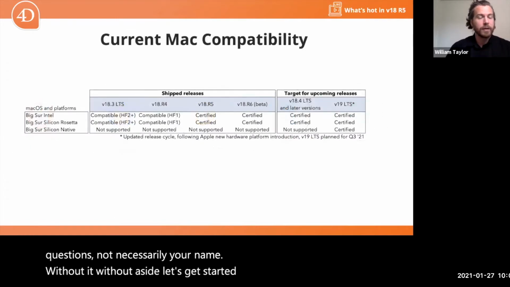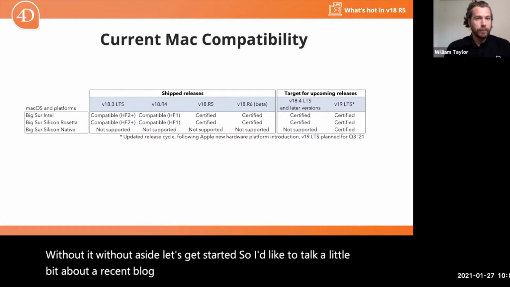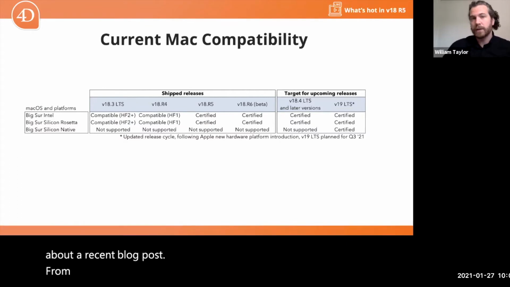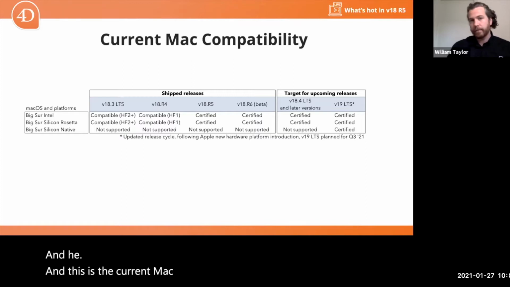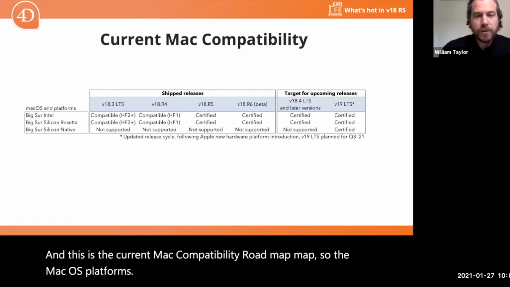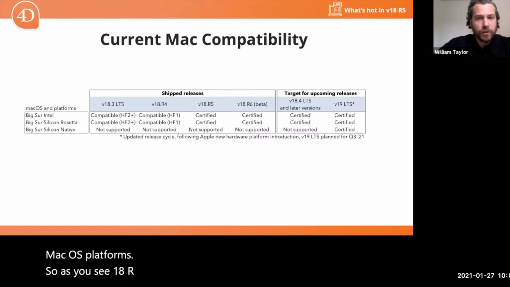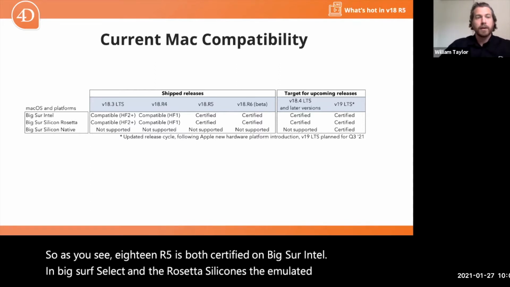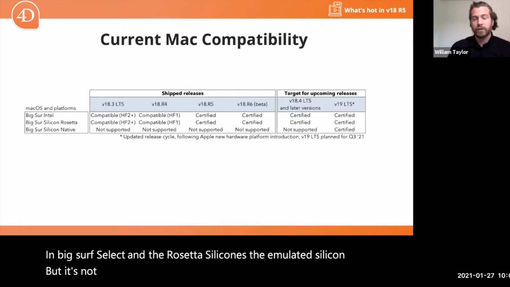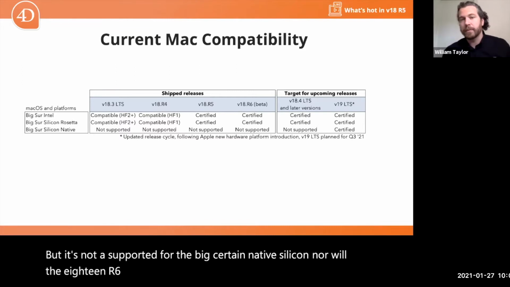I'd like to talk a little bit about a recent blog post from the head of the PO team, and Mathieu, and this is the current Mac compatibility roadmap. So the macOS platforms. As you see, 18R5 is certified on Big Sur Intel, Big Sur Silicon, and the Rosetta Silicon, so the emulated silicon, but it's not supported for the Big Sur native silicon, nor will the 18R6 beta, which is currently in beta, be supported.